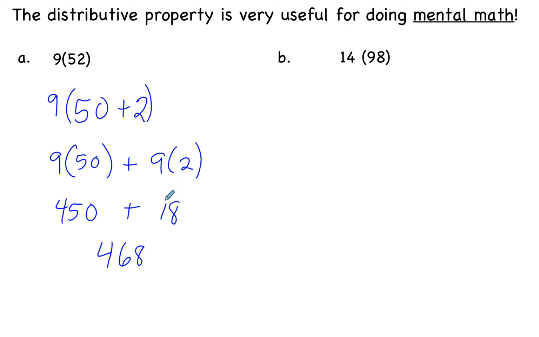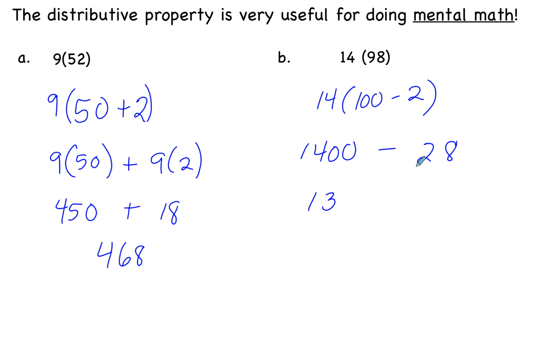So, actually, you could do that in your head, right? 9 times 50, and then 9 times 2, and add the numbers together. 14 times 98. Well, now I'm not going to do 90 plus 8. This one's really close to 100. So this one I'm going to do a subtraction. 100 minus 2. How about that? Well, 14 times 100 is 1400, right? 14 times 2 is 28, and we're going to subtract that. So we're going to be a little under 1400. It's going to be 1300. And what's 100 minus 28? Well, we know it's going to end at a 2, right? And that's probably going to be a 7, 1372. So you can do it in your head. Pretty cool, huh?